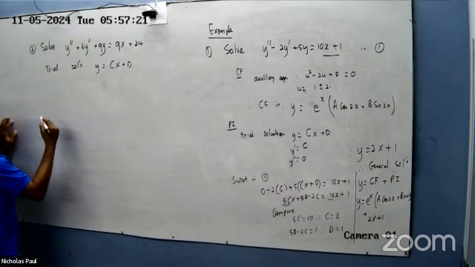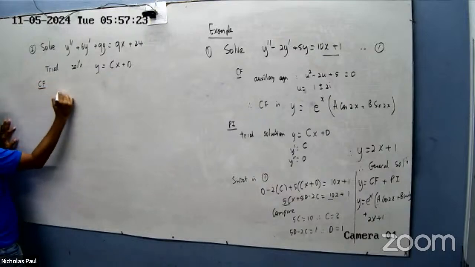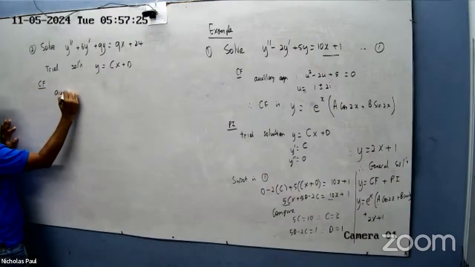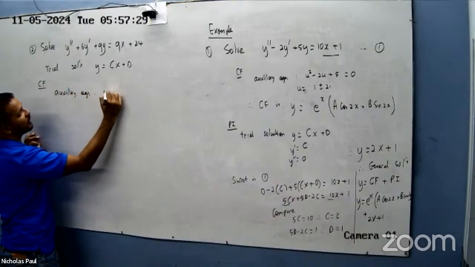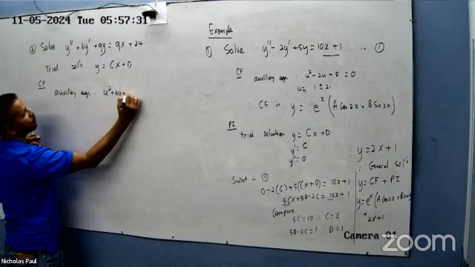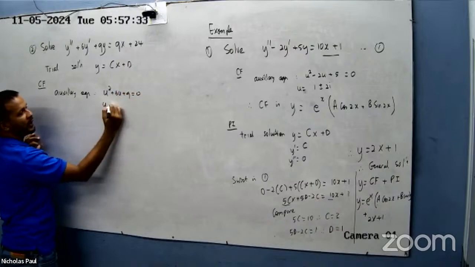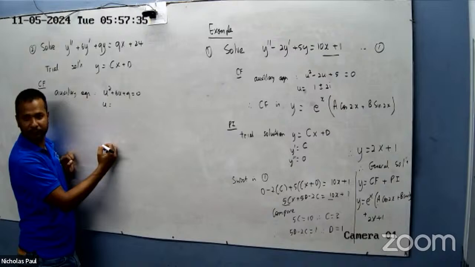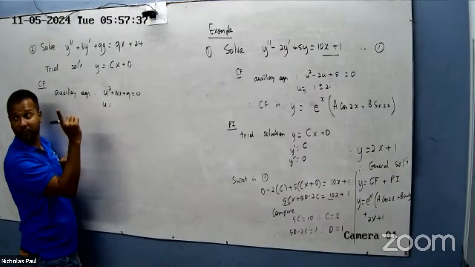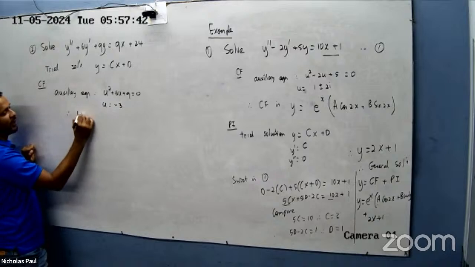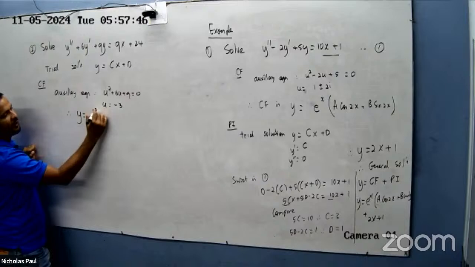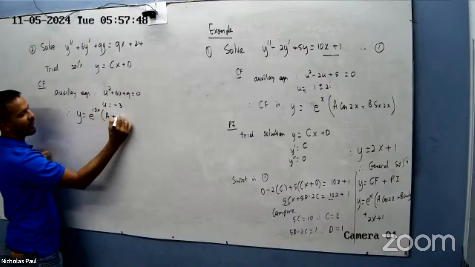Let's see what we got, right? So to get the complementary part, I am going to write the auxiliary equation. The auxiliary equation is u squared plus 6u plus 9 is 0. When you solve it, you get u to be what? One value: -3. So therefore, the complementary function is e to the minus 3x times (a plus bx).